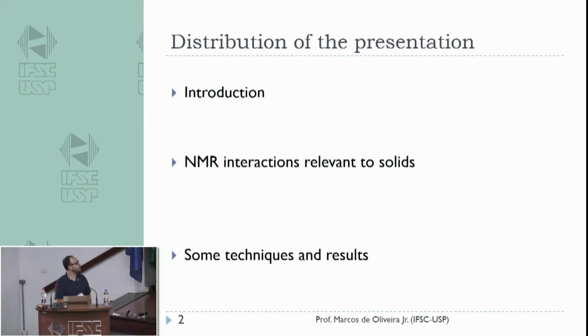Yeah. Then my talk will start with a short introduction. After the historical introduction Helmut did, I decided to delete some slides, so I will skip the historical introduction and start with the phenomenon itself. I'll speak a little bit about the NMR interactions that are relevant for solids, because we are speaking about studying glasses that are solids. And then I'll show some examples of techniques and results and how we can get structural information from NMR.